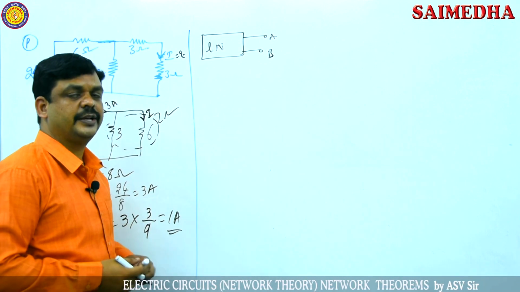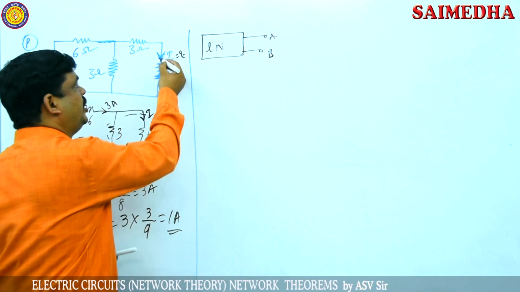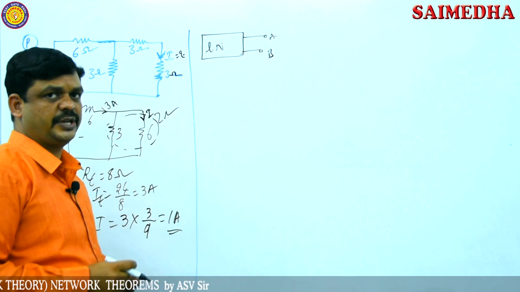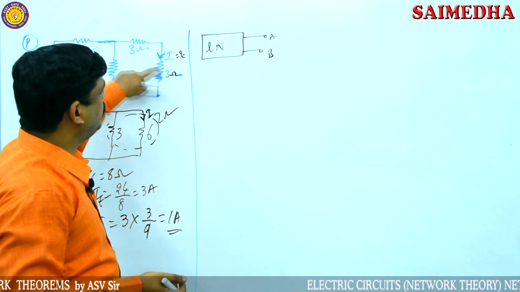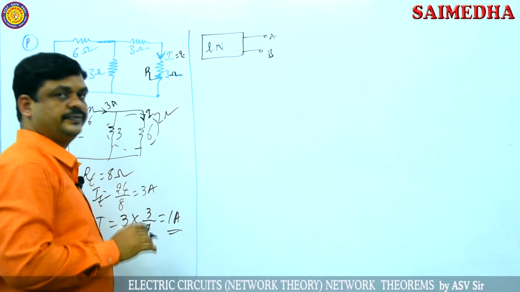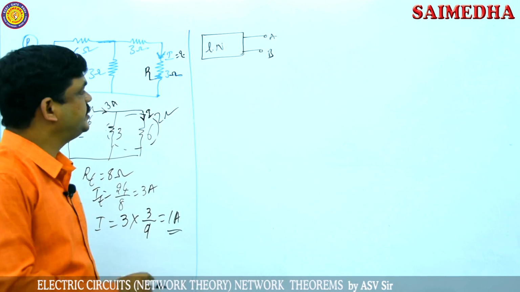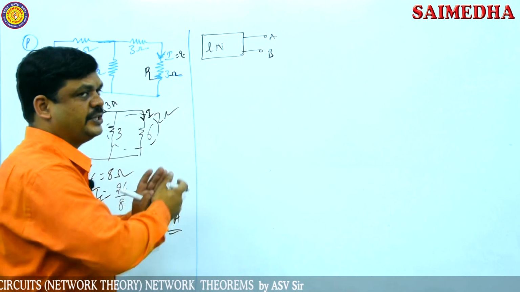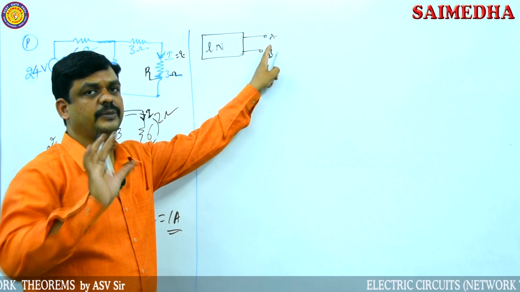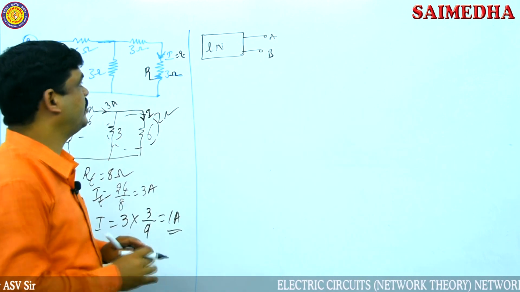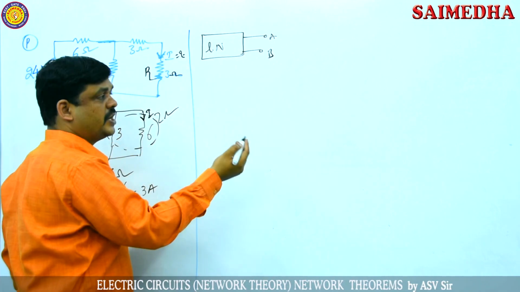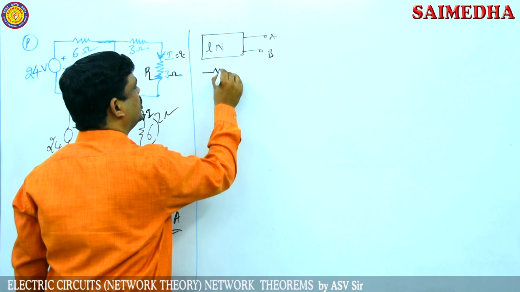Now in this network, the requirement is the current through this 3 ohms resistor. Determine the current through this 3 ohms resistor. Now this acts as a load resistance. Now remove that load resistance path, because our requirement is open circuit load terminals. Just remove this resistance, the load resistance, then redraw the circuit.